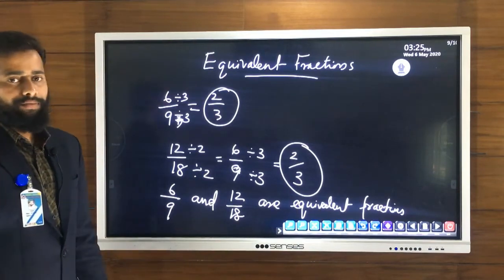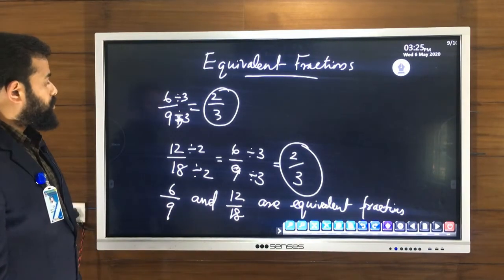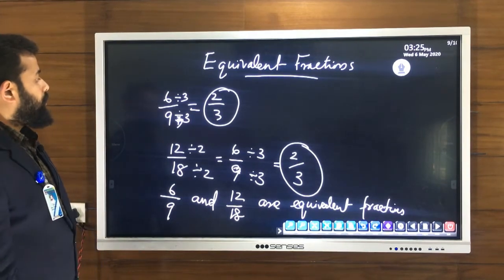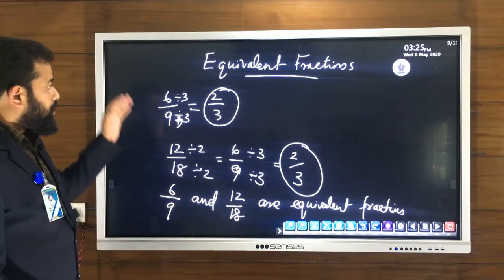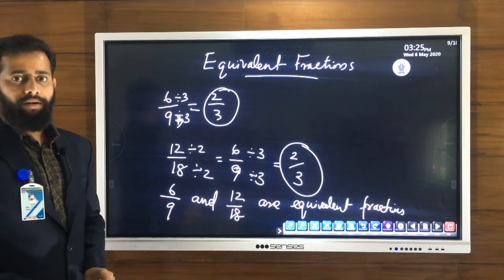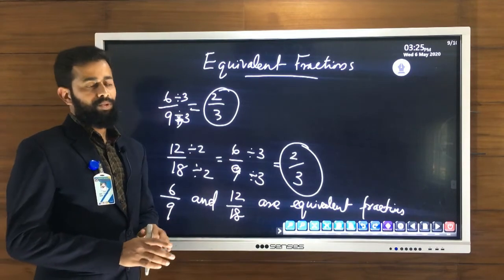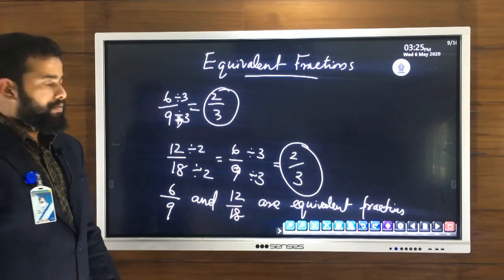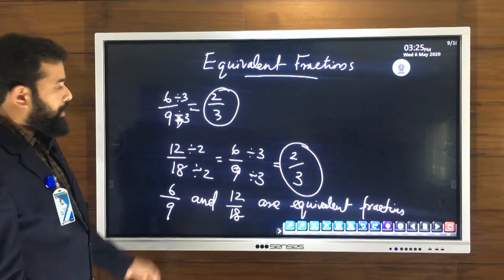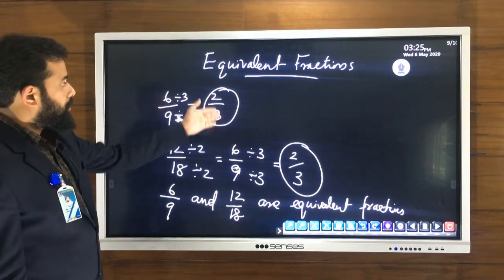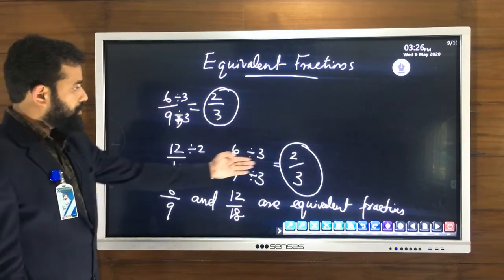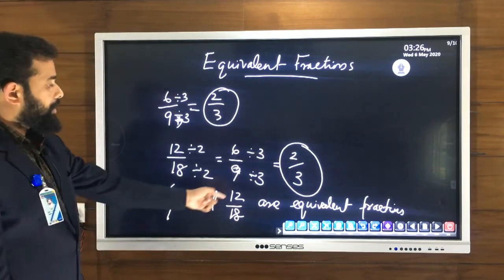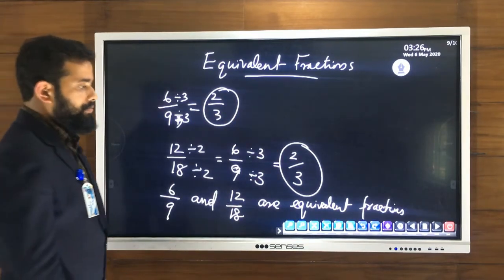Next is equivalent fractions. Here we are considering two rational numbers. What are equivalent fractions? Both rational numbers have the same standard form. So, if both of them have the same standard form, the given two rational numbers are equivalent fractions. 6 by 9 and 12 by 18 we have taken. The standard form of 6 by 9 is 2 by 3. Then for 12 by 18, the standard form is 2 by 3. Both of them have the same standard form. So, 6 by 9 and 12 by 18 are equivalent fractions.